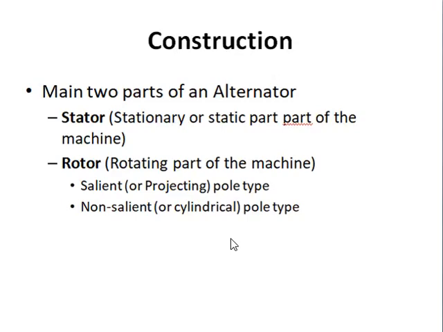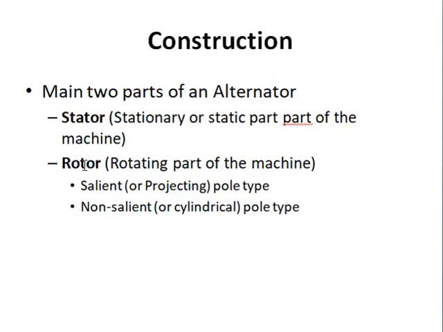Next, construction. The construction of a synchronous generator, or the alternator, has two main parts. One is the stationary or static part, and that is called a stator, and another is the rotating part, that is called a rotor. So the two main parts of any alternator are the stator and the rotor. The stator is nothing but a stationary part. What is the meaning of stationary part? That part doesn't move. So there are no moving parts, it is stationary. That part of the machine is called a stator, and there is a rotating part in the machine. That rotating part of the machine is called the rotor.